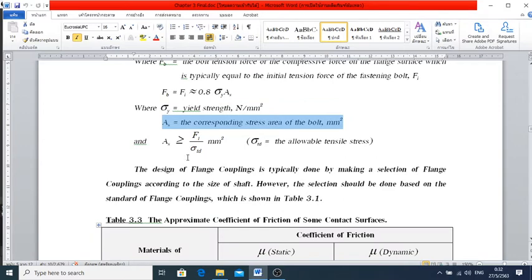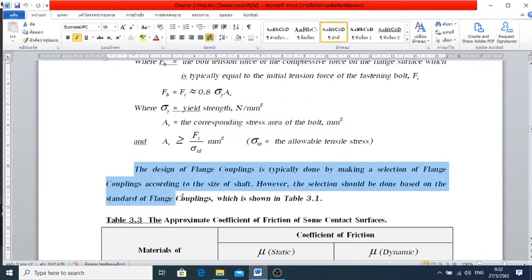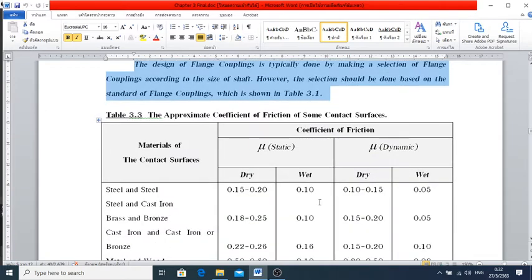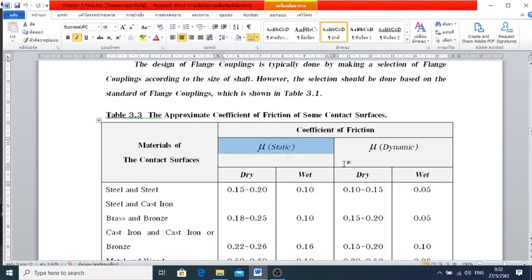And then therefore, the thing that is left over is going to be table 3.1. The design of flange coupling is done by making a selection of flange coupling according to the size of the shaft. However, the selection should be done based on the standard of flange coupling which is shown in table 3.1. That's what I already explained. And the terms here are going to allow you to know about the mu static and mu dynamic. What is meant by dynamic is almost just slip.